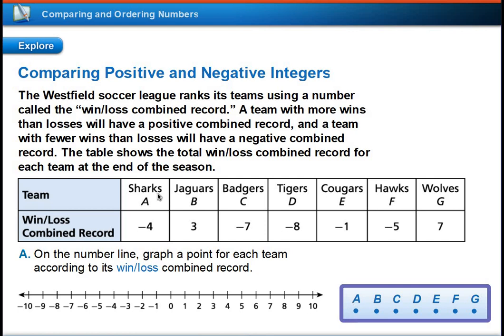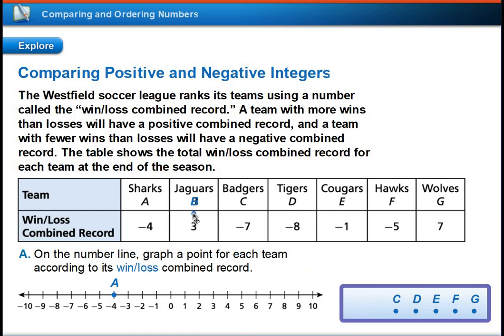All right, so here we're going to start. We want to plot these on the number line, and we know we always start at 0. So A is the Sharks. They were at a -4. Negative is to the left of 0, so I'm going to place that 4 spaces away from 0 to the left, which is -4.